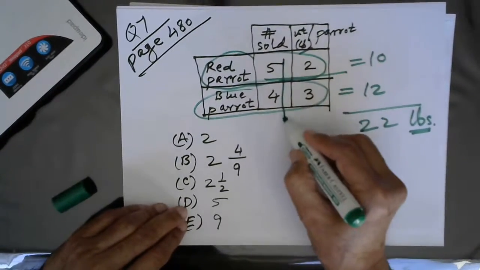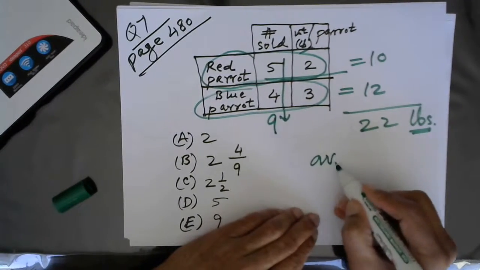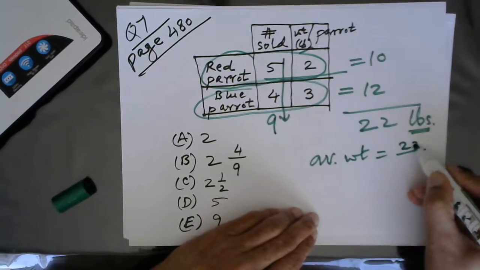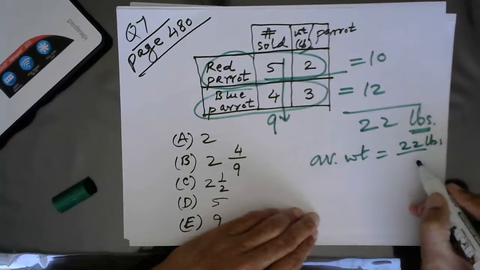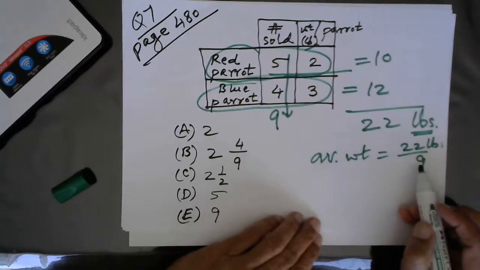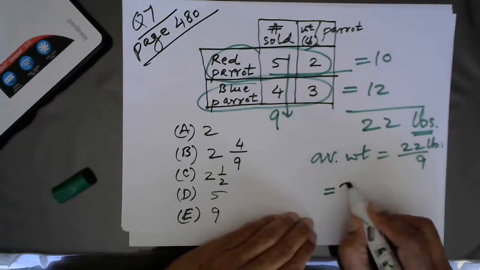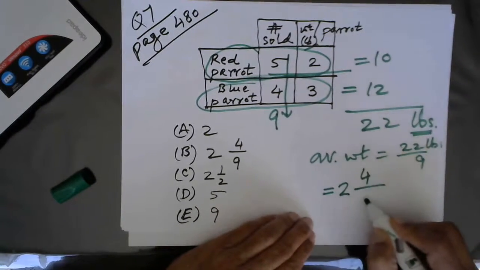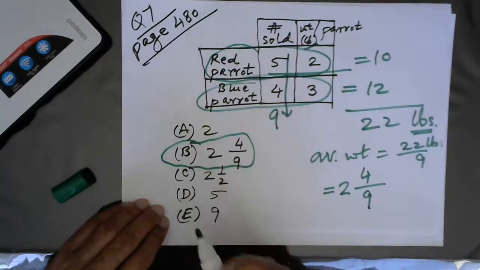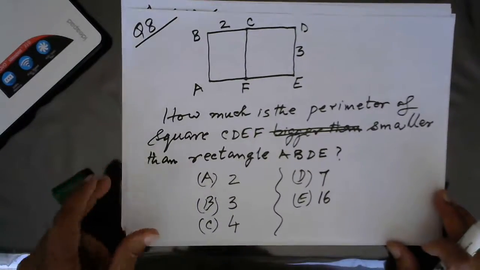Now, the number of parrots is 9. Therefore, the average weight would be 22 pounds divided by 9 parrots, and 22 pounds divided by 9 can be written as 2 whole number 4 by 9. So B is the answer. That was question number 7. Let us move on to question number 8.